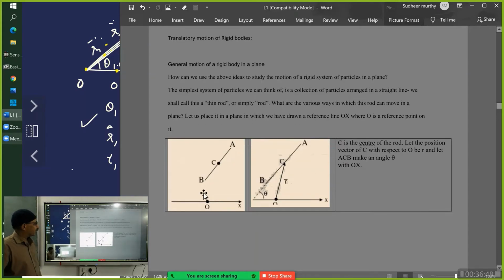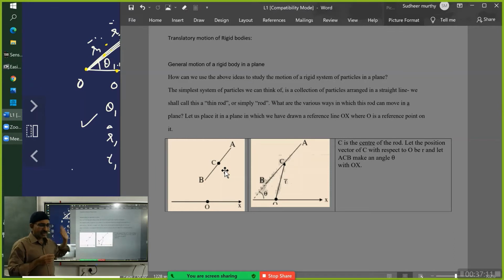So I think now you can see here that we have started using a rod, a thin rod. That is the first rigid body that we have considered. Now we will consider the motion of a rod. What is a rod? A collection of points which, if you arrange them, become a straight line. First we will understand the motion of a rod and give a math model for that.